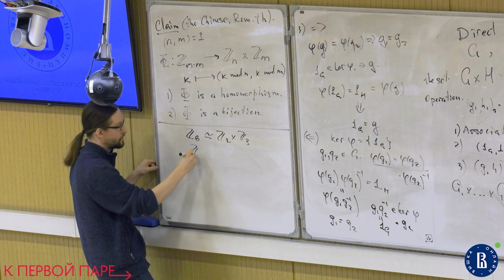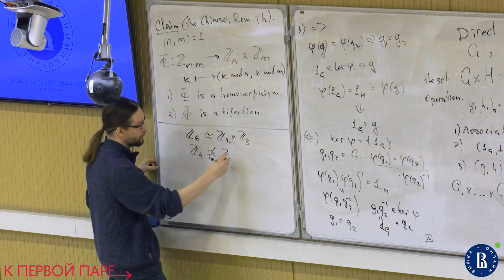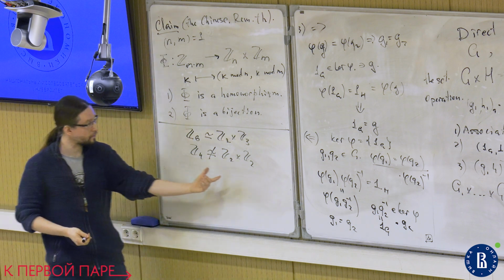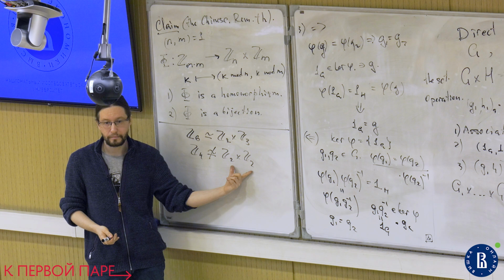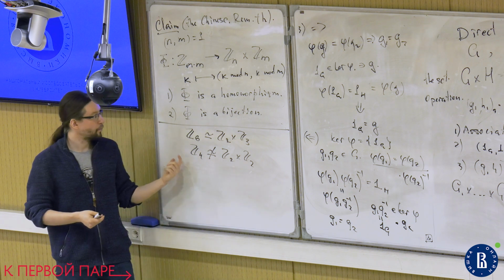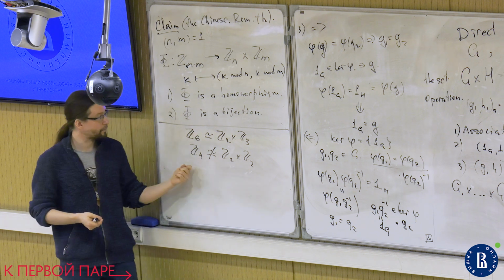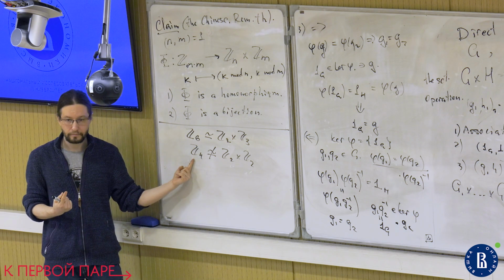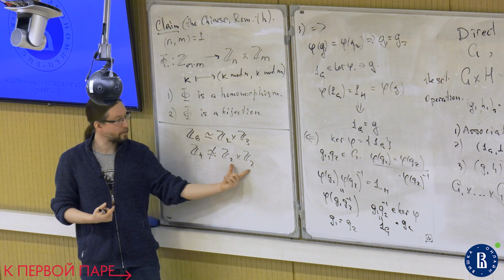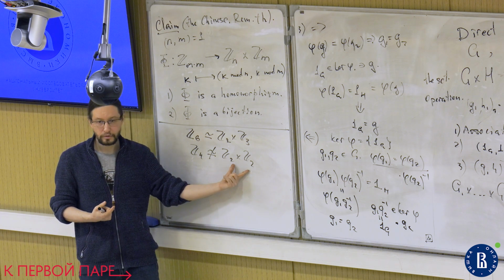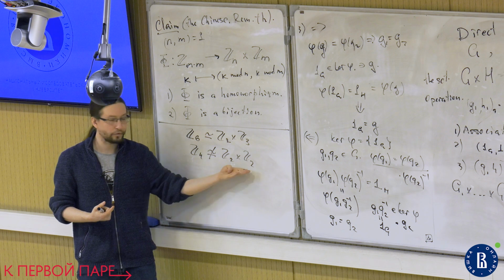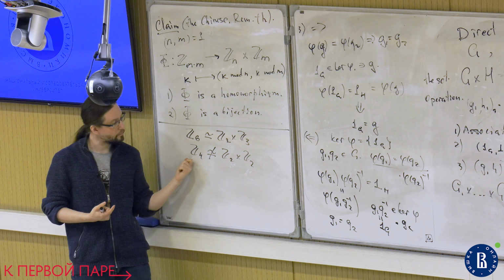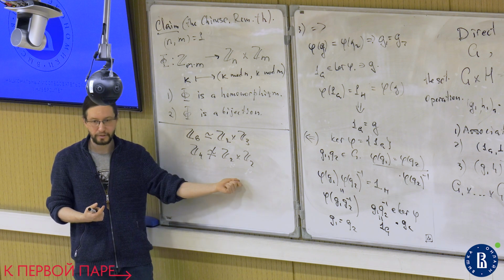But Z4 is not isomorphic to Z2 times Z2. First of all, the result does not apply here because 2 and 2 are not coprime. But why are these two not isomorphic? Because here you have an element of order 4, which is 1. And here the order of each element is either 1 or 2. So there is no element of order 4 on the right-hand side. So these groups cannot be isomorphic, because under isomorphism, the order of an element is preserved.